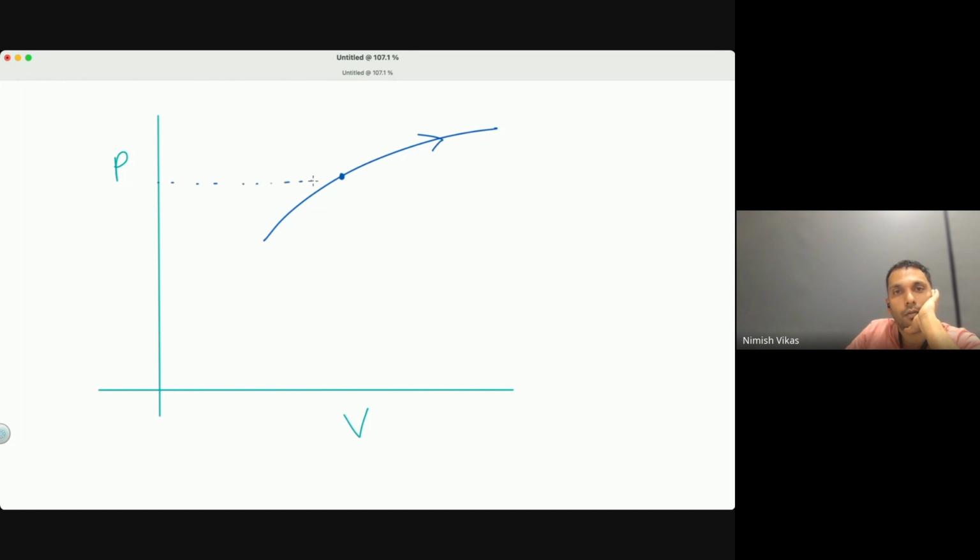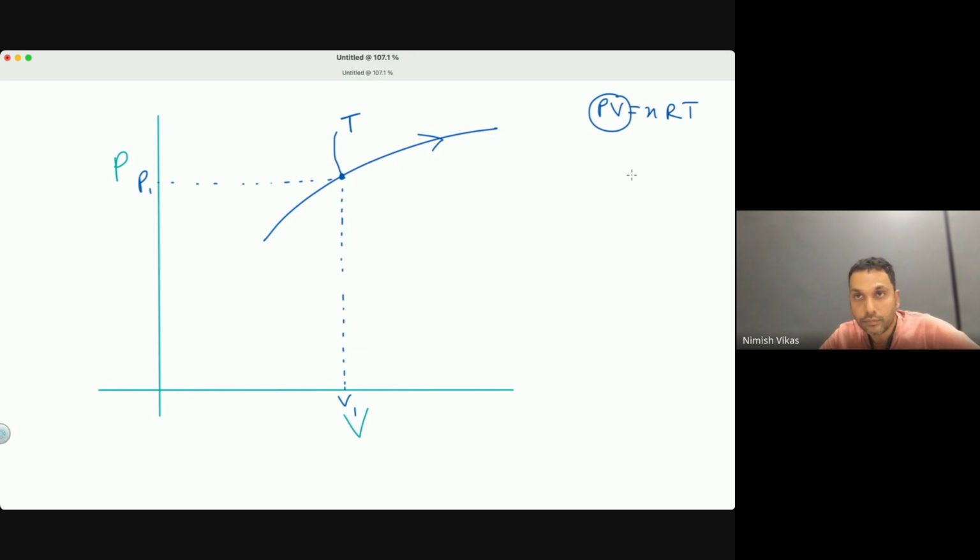I can read what? The pressure, right? I can read the volume, and what else do I know from here? I know the temperature also. How do I know the temperature? Because PV is equal to nRT is always valid, assuming the number of moles is given to you. Using that, PV will multiply and we get the temperature. Is that clear, guys?